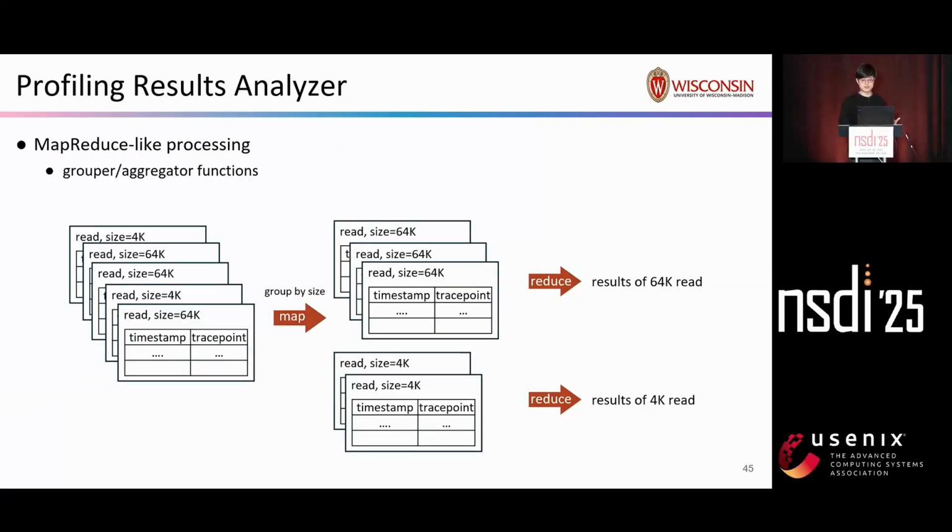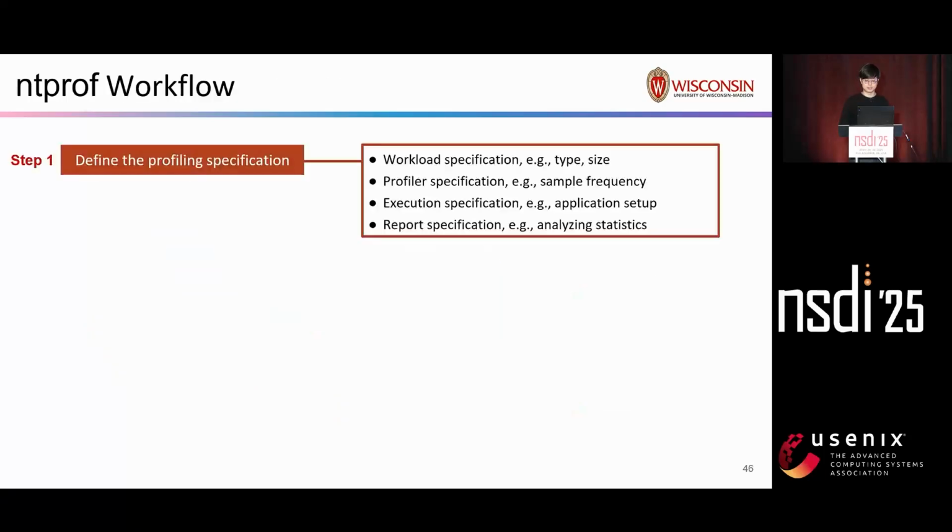After collecting the trace points information of the special I/Os, we use a MapReduce-like processing to generate the results. For example, when we have multiple trace points collections of read I/Os already, then the analyzer will categorize the results by its size if it is specified by the user, and then use aggregation functions to generate results such as latency, average latency, or tail latency on a specific stage.